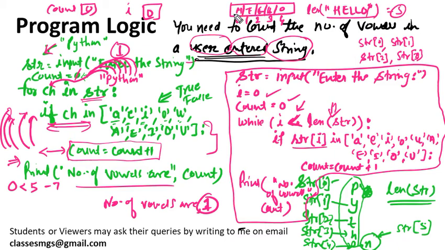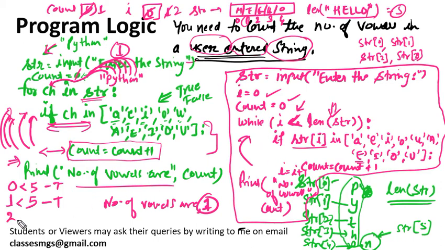String 0 is what? This is the str variable, then string 0 is H. Is H in this list? No, it is not in the vowels list, so it will return false, nothing will happen, and the loop will continue. You need to increment the I value here, I equals to I plus 1, before continuing. Then I will become 1. Next time I is 1, 1 is less than the string length, which always remains 5, so it is true. Then str 1 is capital E. Capital E is there in this list, yes. So count will be incremented from 0 to 1, and I will become 2.